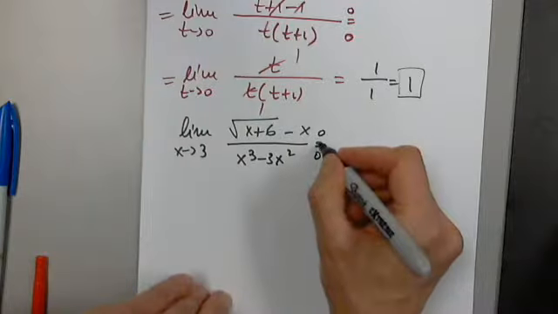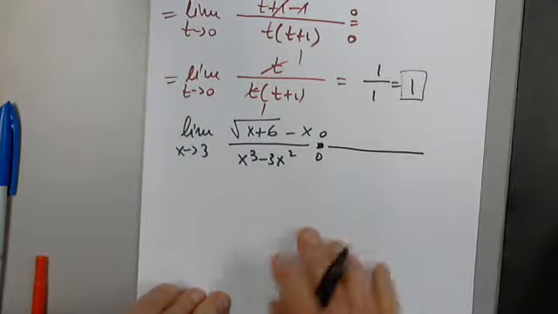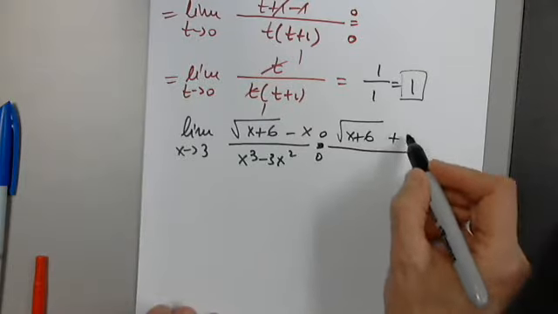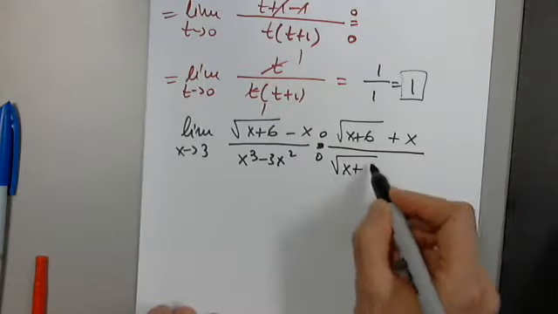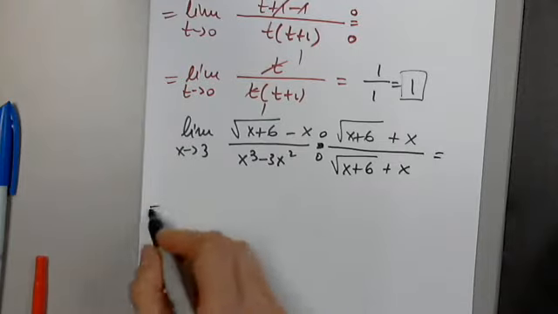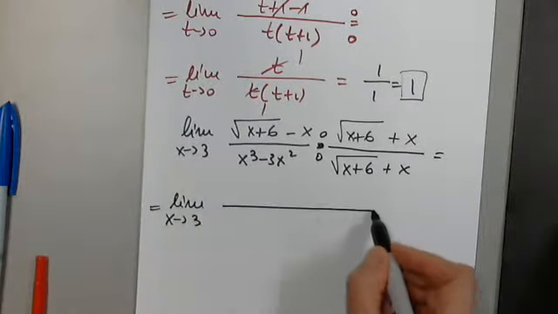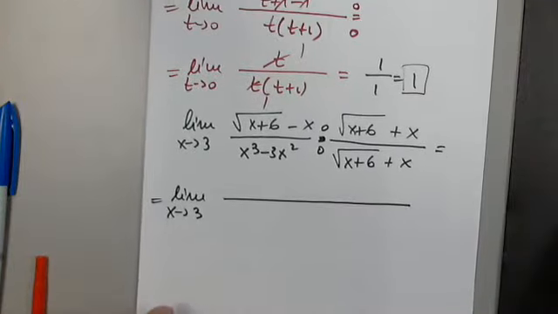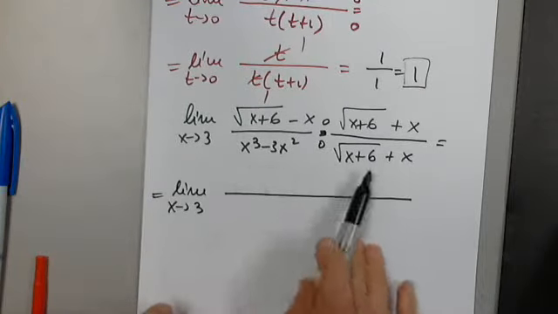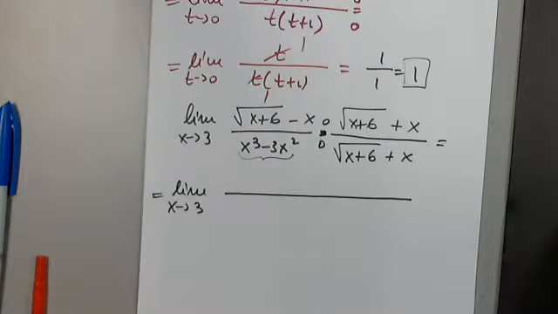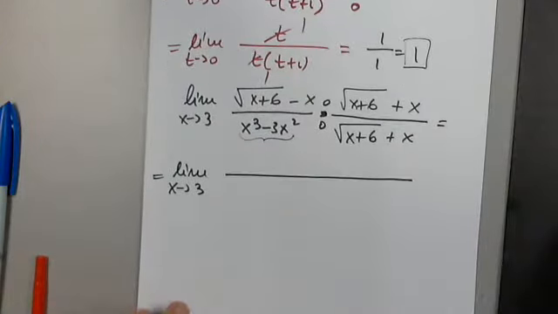Multiply by the conjugate. Very good. And the conjugate will be? Square root of x plus 6 plus x. Very good. Over the same thing. Very good. Awesome. So this is limit as x approaches 3. Now, before I write the denominator, I would like you to tell me what to do to this, and then I'll write it. Very good.